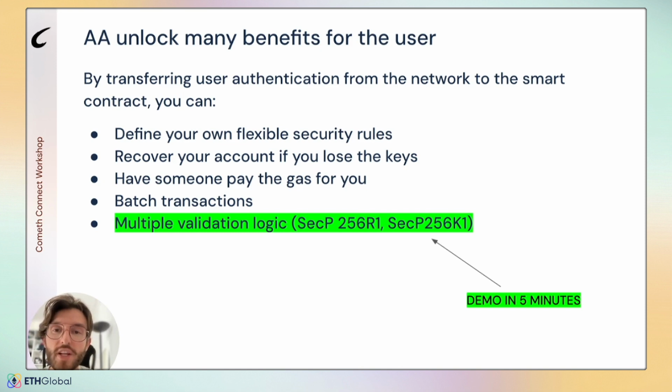Also, it unlocks many benefits. You can define flexible security rules in your account, in your smart contract. You can also implement a recovery system in case of losing your keys. You can also relay transactions, meaning that you can have someone pay the gas of the transaction for you. You can also batch transactions to get better UX. And you can even implement multiple validation logic, not only the validation logic of the standard Ethereum protocol.